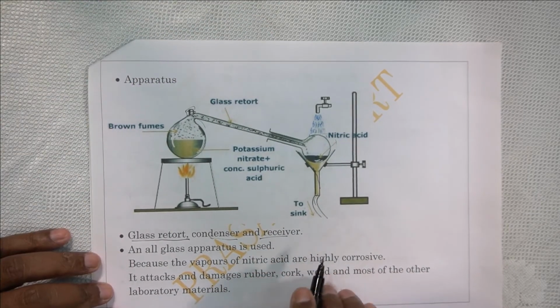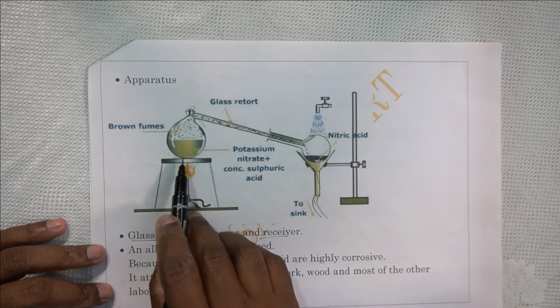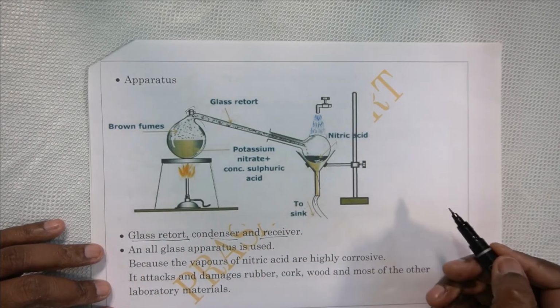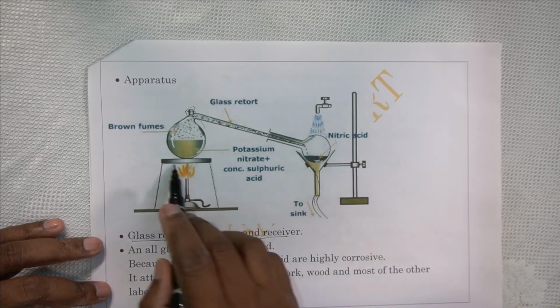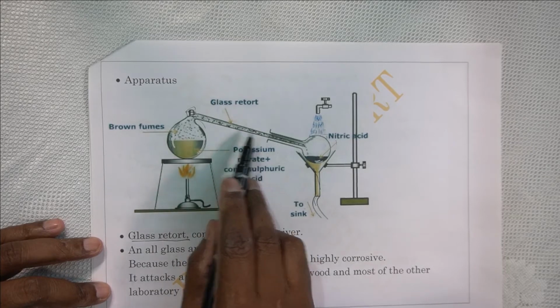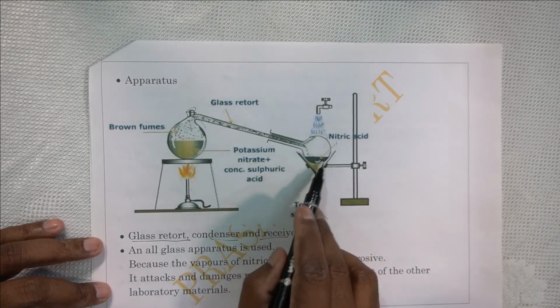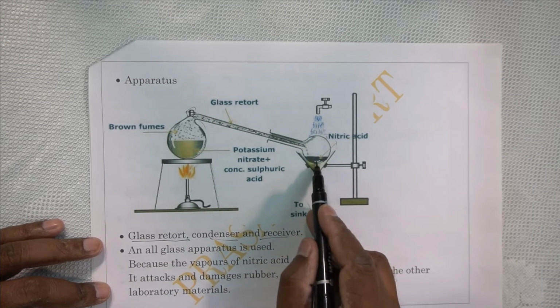Okay, so what happens here: when you heat the glass retort, the reaction takes place, the reaction that we discussed, KNO3 reacting with concentrated H2SO4 producing KHSO4 and HNO3. The HNO3 vapors, nitric acid vapors, come through the snout of the glass retort and reach this area, and because we are cooling, the vapors will condense to form the liquid form of nitric acid here.